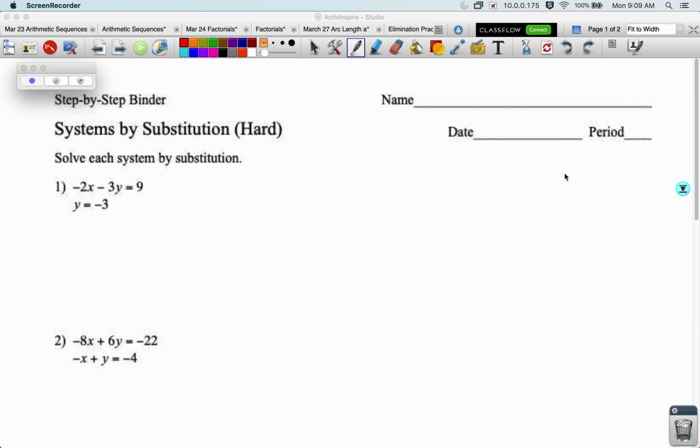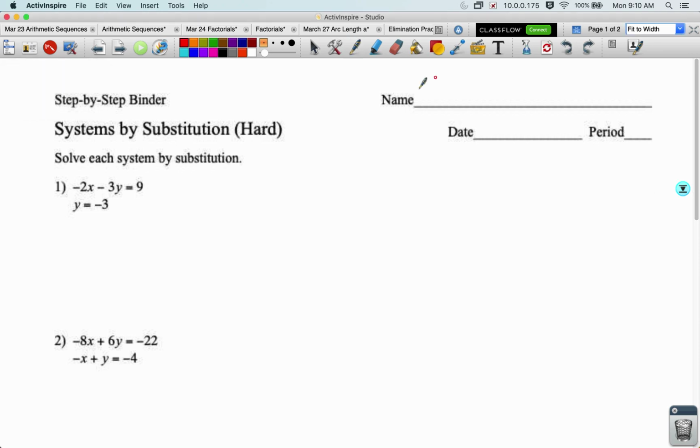Hello and welcome. This is going to be our step-by-step binder lesson for how to solve systems of equations by substitution. But we're going to see some harder type problems where things aren't set up as nicely for us to use the method of substitution, but we're going to show that it's still possible with these problems here.